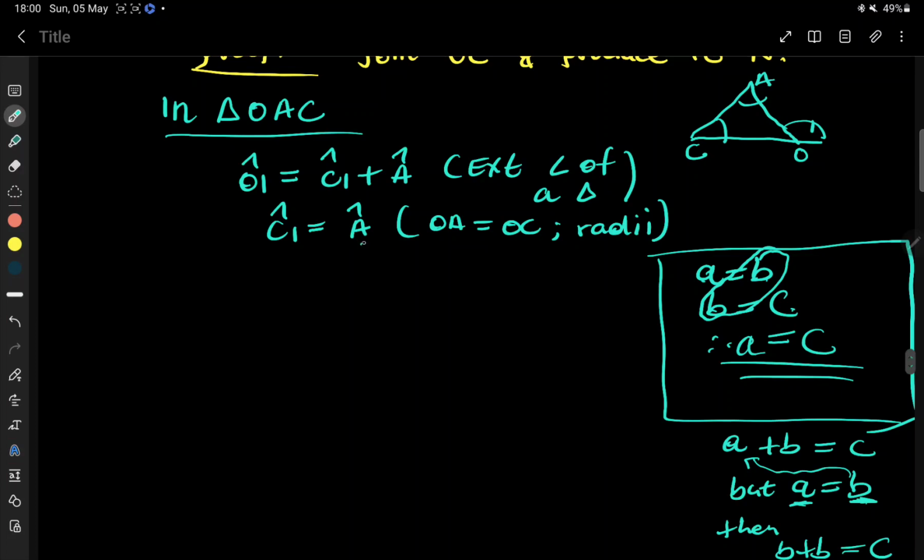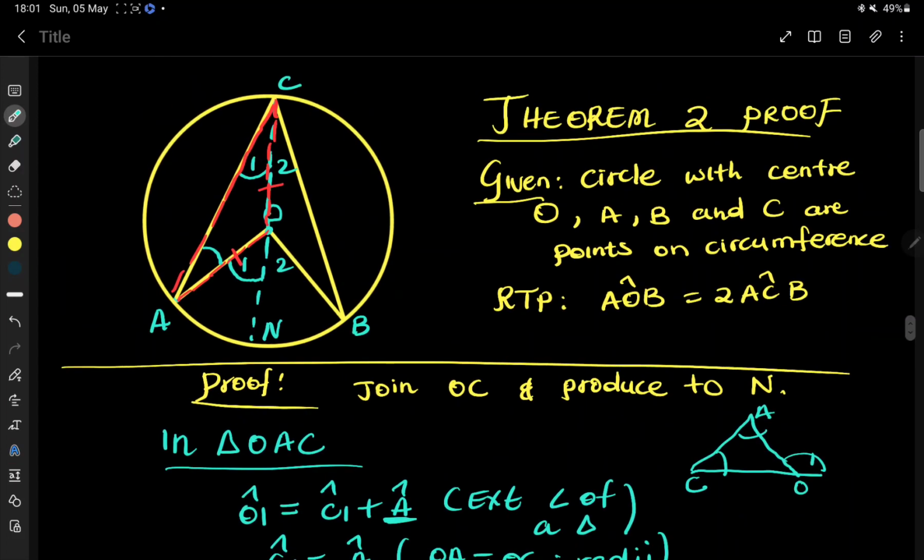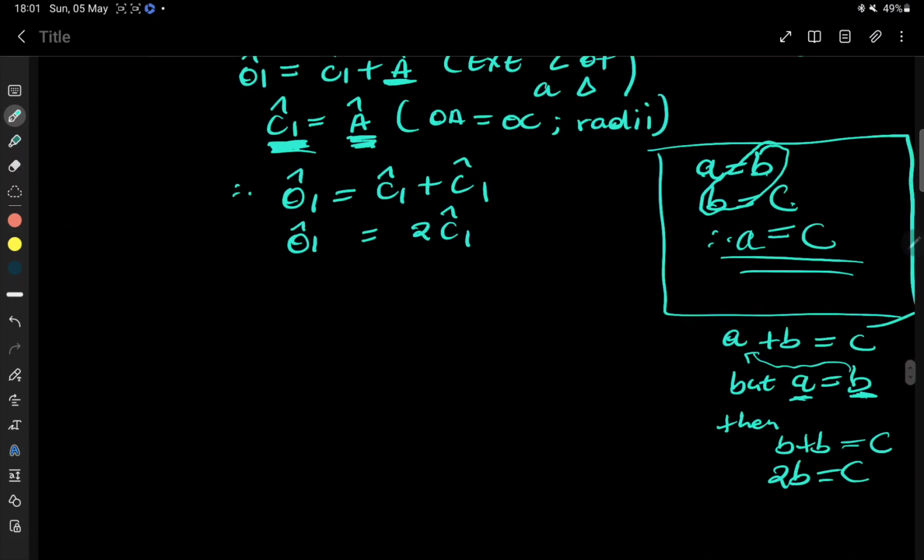So it's very, very important to note that. So here it means C1 is equal to A. It means where we see A, we put C1. Therefore, you can say angle O1 is equal to angle C1 plus angle C1, which is 2C1. Therefore, angle O1 is equal to 2C1. So it's very important to note that. So we are getting somewhere. This is twice that angle.